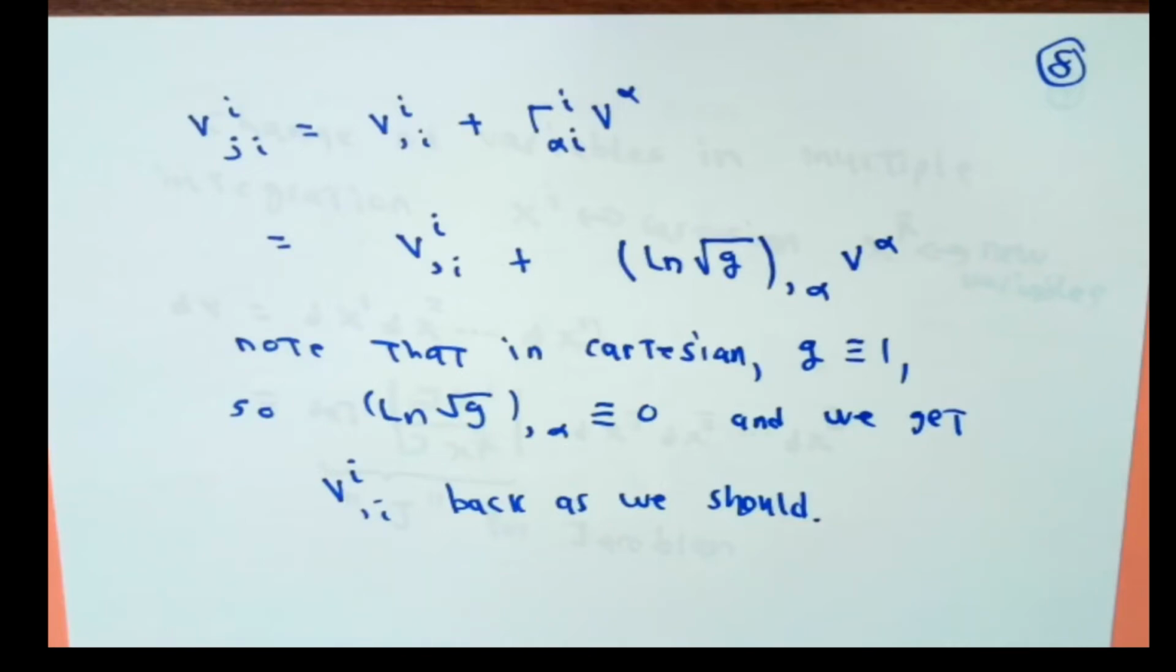Notice that if you're in Cartesian coordinates, x, y, z coordinates, then the metric is the identity matrix. g, the determinant, is 1. All of the derivatives are 0. So you would get back the sum of v^i with respect to x^i, which is what you ought to get.